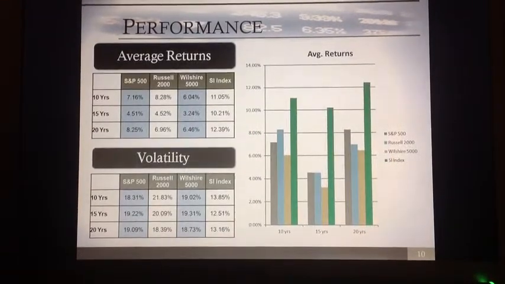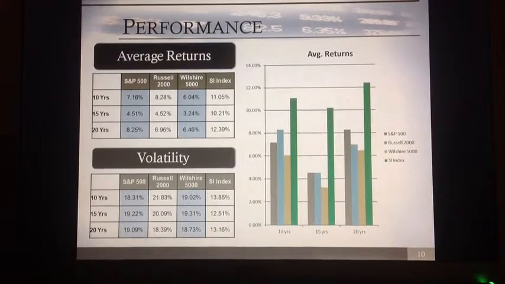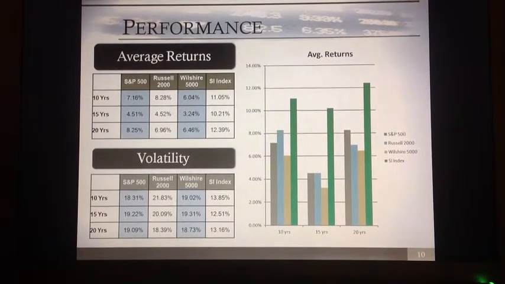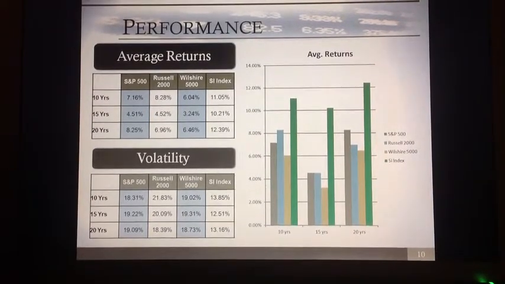And if we look at the average returns of the four indexes, we can see that the SI index completely outperformed the three other market indexes over the 10, 15, and 20 years, and with the lowest volatility.